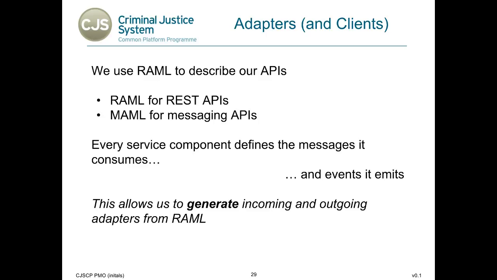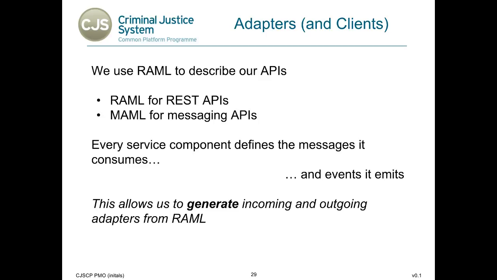So going through some of those components within the framework, starting at the top, talking about adapters. So we write RAML to describe all of our APIs. For our REST APIs, we write standard RAML that follows a certain set of conventions that are specific to the program.